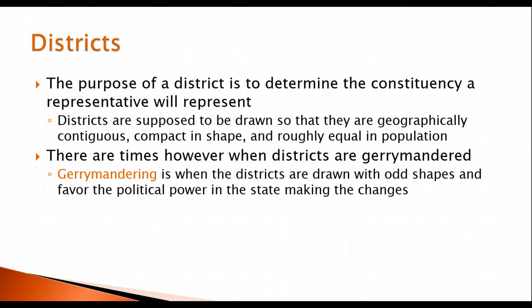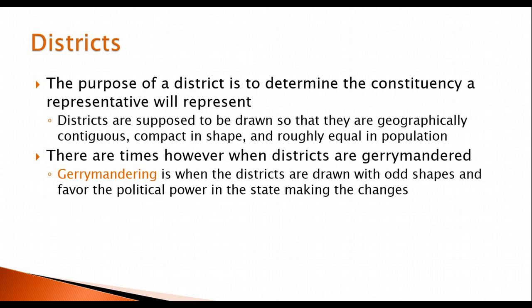There are times, however, when districts are gerrymandered. Gerrymandering is when districts are drawn with odd shapes in favor of the political power in the state making the changes. Now, the thing that we have to understand about gerrymandering is that gerrymandering is not illegal. It is not an illegal concept. If you break the tenets that we talked about just a few minutes ago, the three things that have to exist when you redraw districts, then that would be illegal. If you try and draw a district that is overwhelmingly discriminatory based upon race and things like that, then that can be held as unconstitutional.